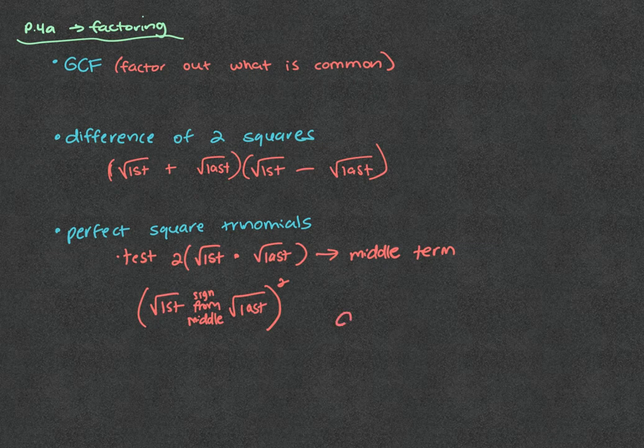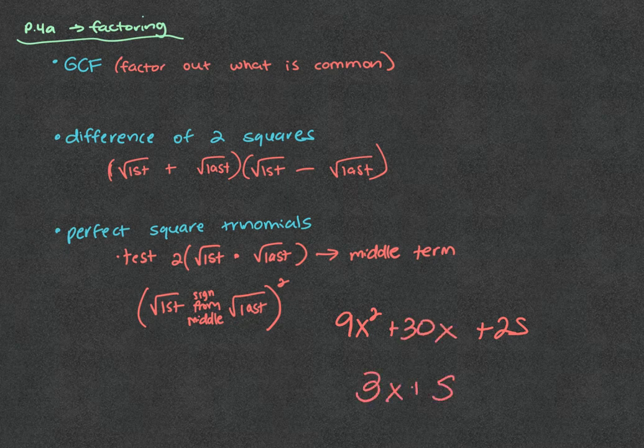So if this is 9x squared, and then this is 25, so this would be 3 times 5, that's 15. This would be 30x. When you factor it, it's 3x and 5, and then you take the sign from the middle, you put it in parentheses and square it. Okay, so at the final part right there where the 2 is, do you just leave it? Yep, that's it factored.